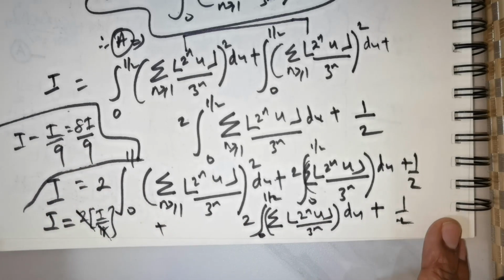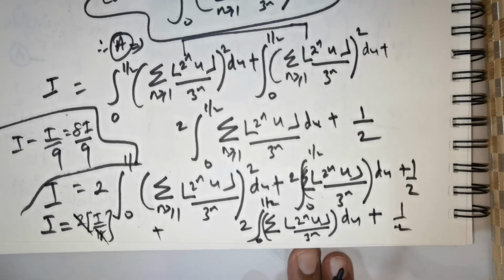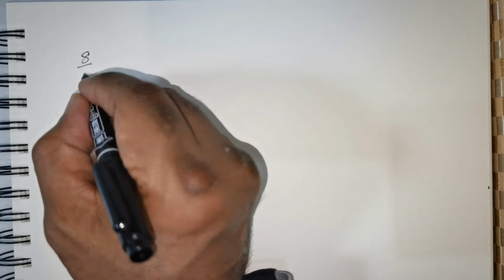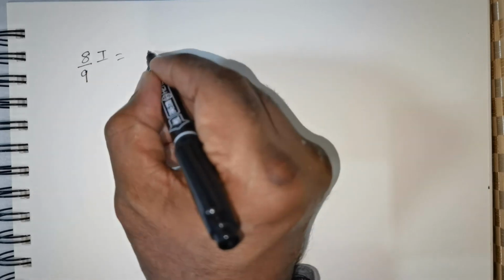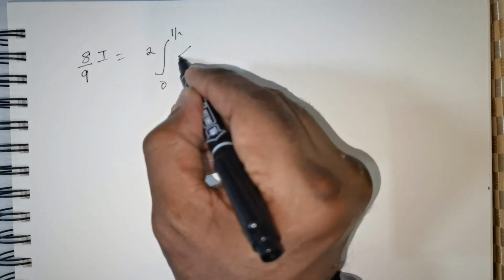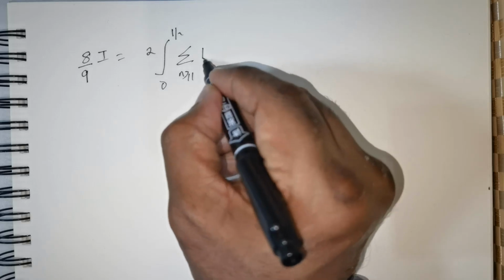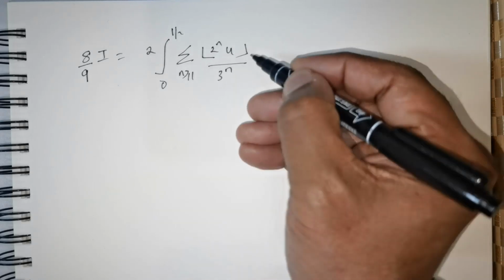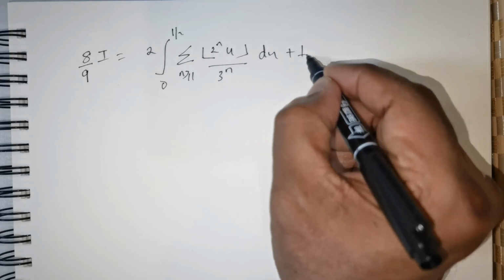I don't have space. I need to move to the next space. So bear with me. Okay. So a new page, a beautiful page. So we got 8 over 9 times I is equal to 2 times integral 0 to 1/2 sigma n ≥ 1 floor of 2^n u divided by 3^n du plus 1/2.